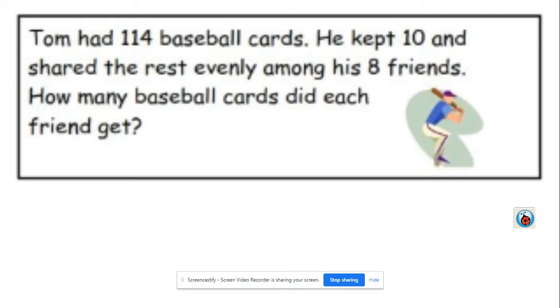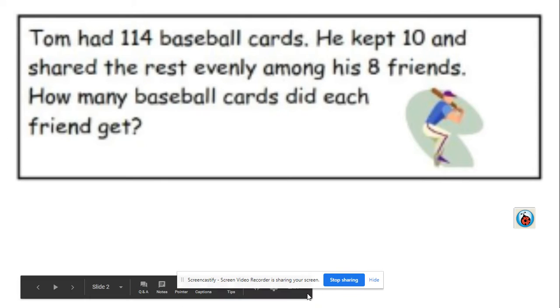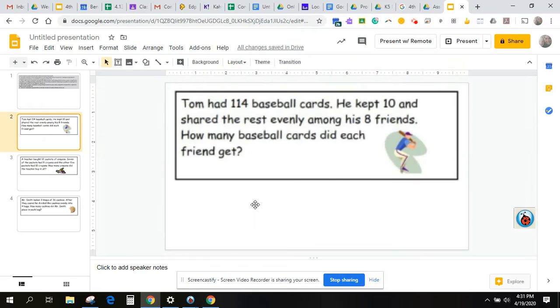Before we start solving the problem, I really want you to go ahead and write your equation. What do you think the equation should say? What should it look like? So right now, before I write mine, I want you to go ahead and write yours.